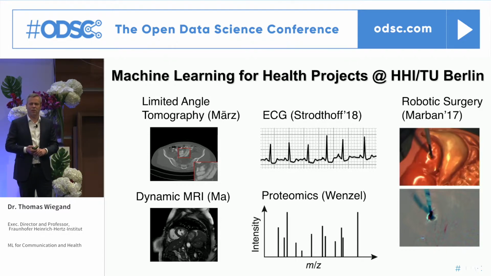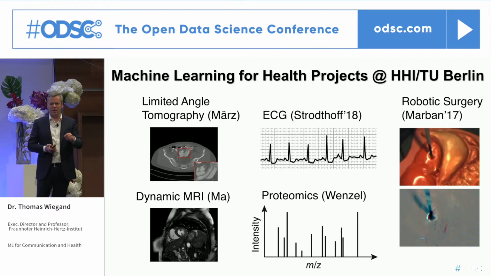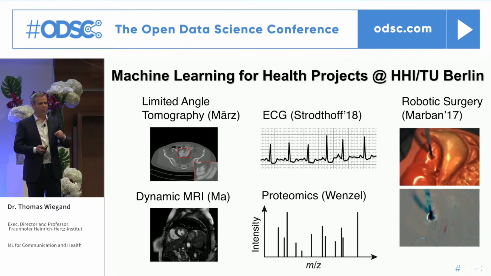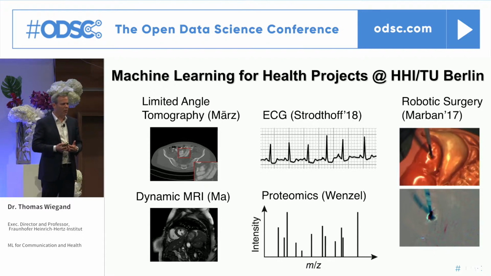ECG. We are currently predicting strokes from ECG, and we are combining it with a transmission system in order to also do this remotely and be smart about it. Proteomics, where we try to analyze proteins over sepsis and robotic surgery. So we had all these projects. And I think you are aware of many other health projects that use machine learning.